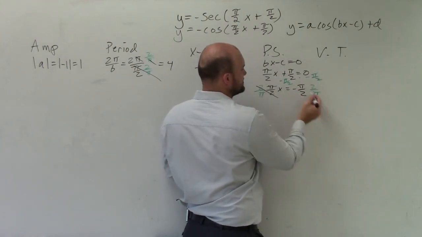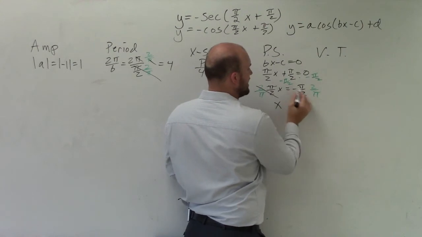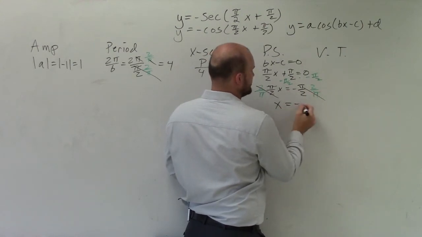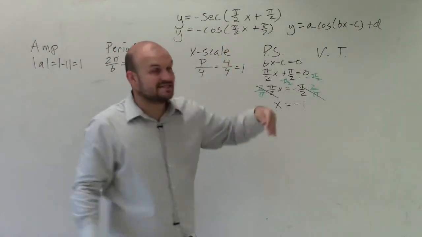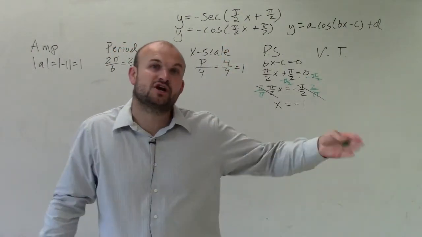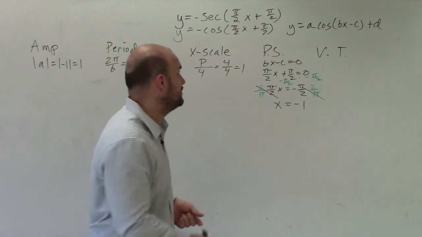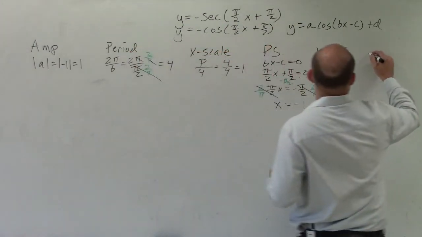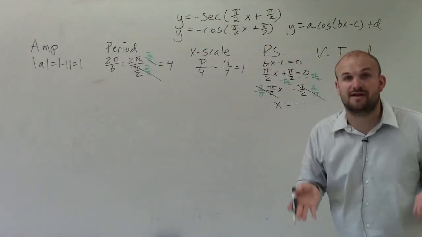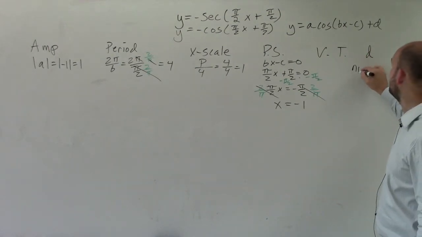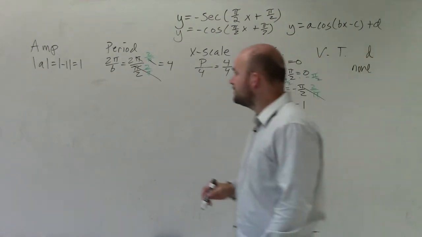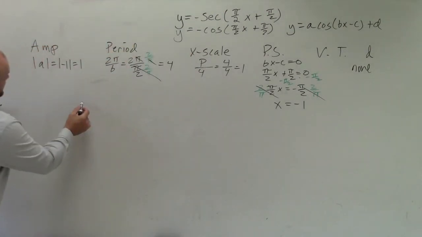I multiply by the reciprocal. And here, you can see that now this multiplies into -1. So therefore, my phase shift now has my graph starting at -1 rather than at 0. And the vertical translation is equal to d, which asks: does the graph shift up or down at all? Since there is no d, we have none. OK, so now let's go ahead and graph the cosine graph.